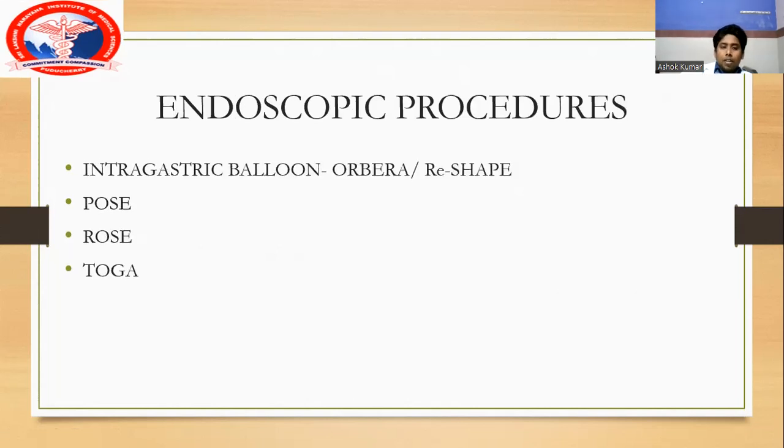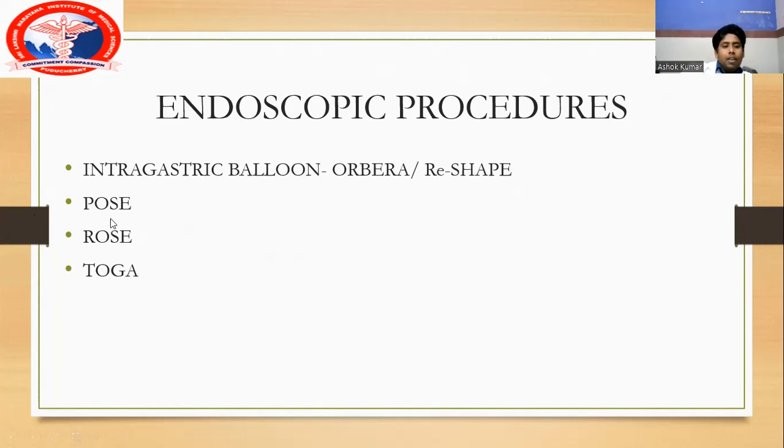There are certain endoscopic procedures we do in bariatric surgery, like the intragastric balloon, Orbera, reshape balloon, and POSE. POSE is primary obesity surgery endoluminally. Endoscopically they insert the scope, and the instrument places multiple sutures so that the capacity of the stomach is very much reduced.